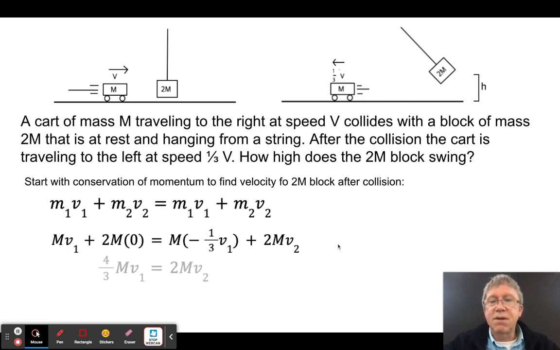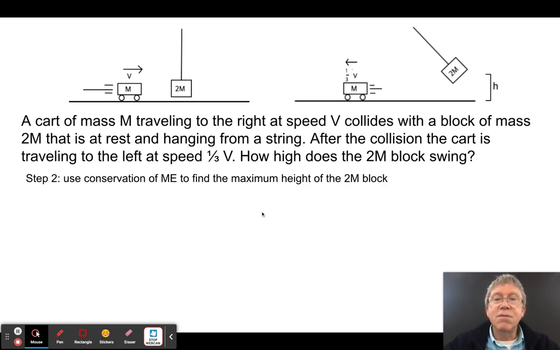First thing I'm going to do is get rid of all my m's, and tidy this up a little bit. So I move this over, and I get 4/3 mv1 equals 2mv2. Now I'm going to get rid of my m's and divide both sides by 2, and now I know how fast it's moving. But I'm not done. All I know is how fast this block was going immediately after it collided with this one. Now I want to know how high it goes. That's a conservation of energy question, so I'm going to use conservation of energy to figure out how high it goes.